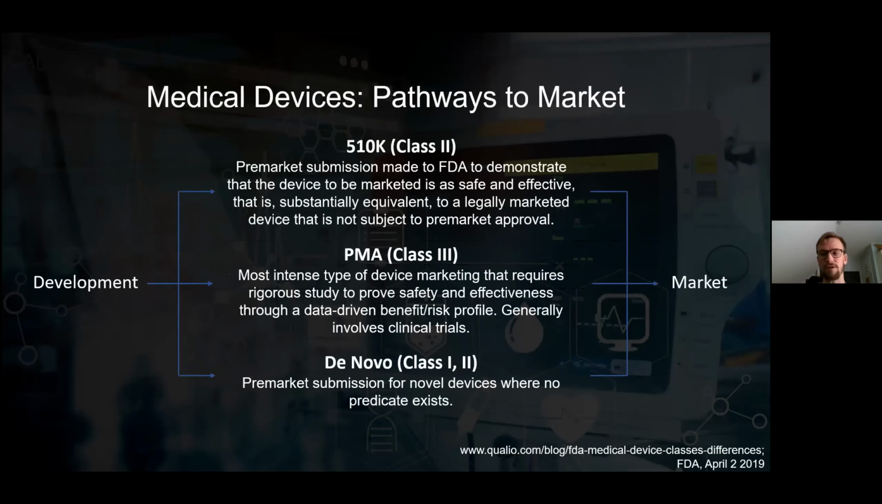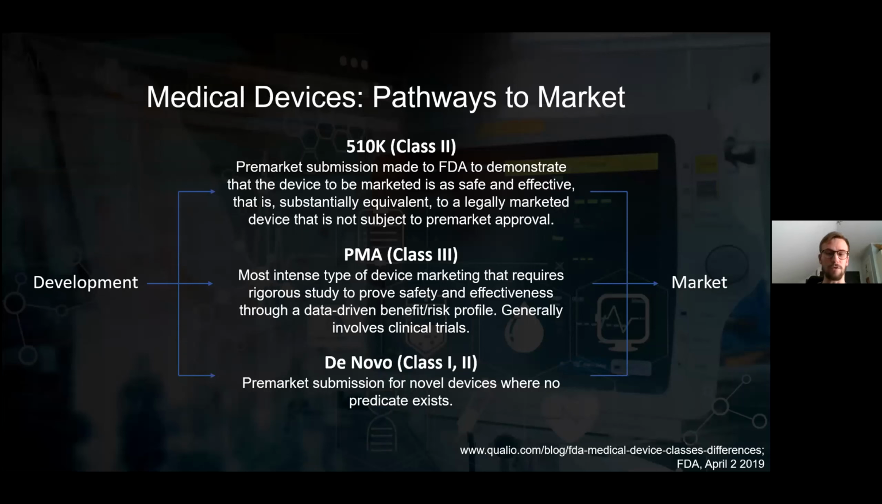So to get your SaMD device to market, you typically will need a 510(k), PMA, or de novo submission. I've already mentioned the 510(k) and PMA, which are the normal routes and depend on whether the device belongs to risk class 2 or 3. The de novo submission is another pre-market submission instead of the 510(k) or PMA for entirely novel devices, where there currently is no predicate on the market.